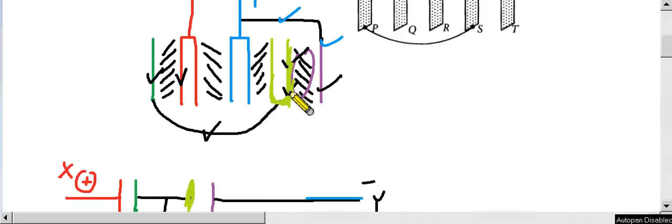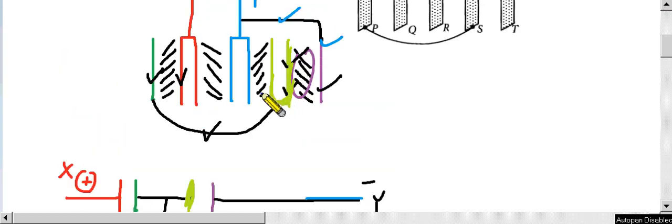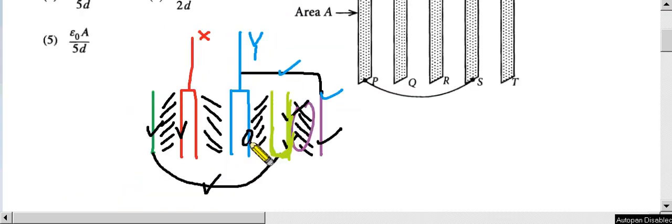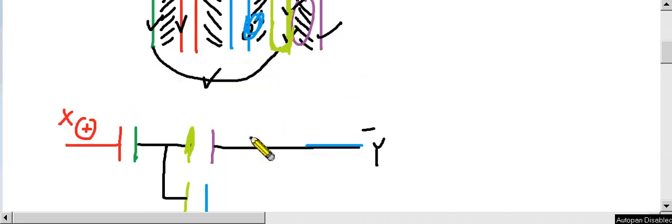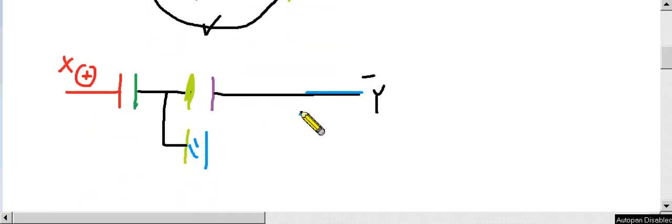So in front of this light green surface, that means this one, in front of it the right surface of the blue plate. Now we are going to draw that. In front of it this blue plate, this one. So there is a condenser. It is directly connected to Y wire like this.